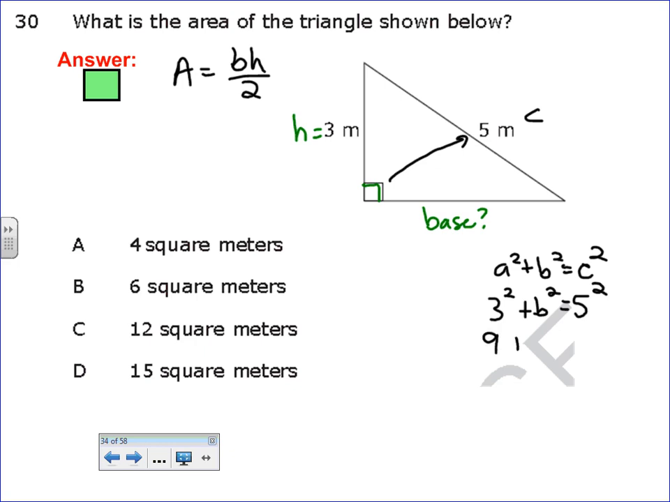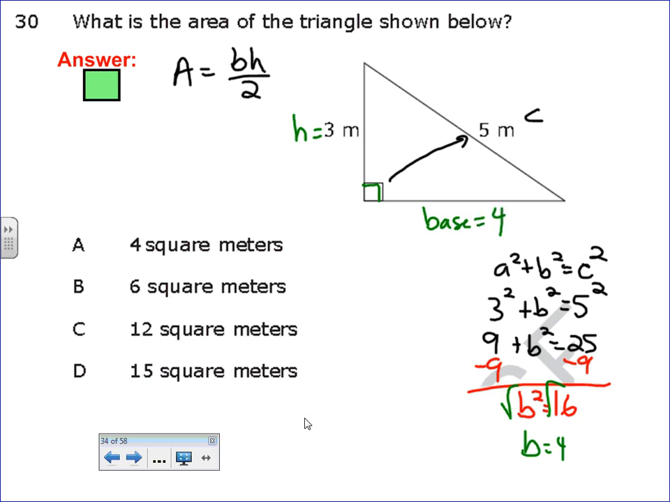3 times 3 is 9. 5 times 5 is 25. Now I'm going to subtract 9 from both sides. So b squared equals 16. Square root, b equals 4. So I now know that my base is equal to 4. Hopefully you didn't even do all this work because you realized that this is a 3, 4, 5 golden triangle. But if you did, you still got the same answer.